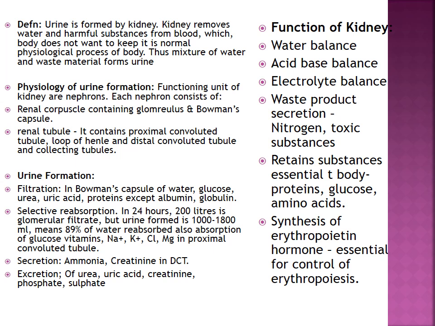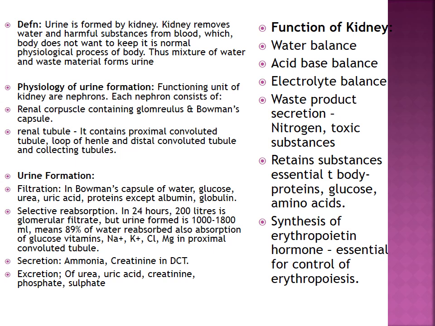So in the physiology of urine formation, the important functioning unit of the kidney is the nephron. There are millions of nephrons in the kidney, and the parts of the nephron are mainly the renal corpuscle containing the glomerulus and Bowman's capsule. The glomerulus is a capillary network, and Bowman's capsule filters the urine portion. The cells and high molecular weight proteins are retained, and the rest, like water and other constituents of the urine such as sodium, potassium, calcium, creatinine, urea and other things, are filtered into the renal tubule.